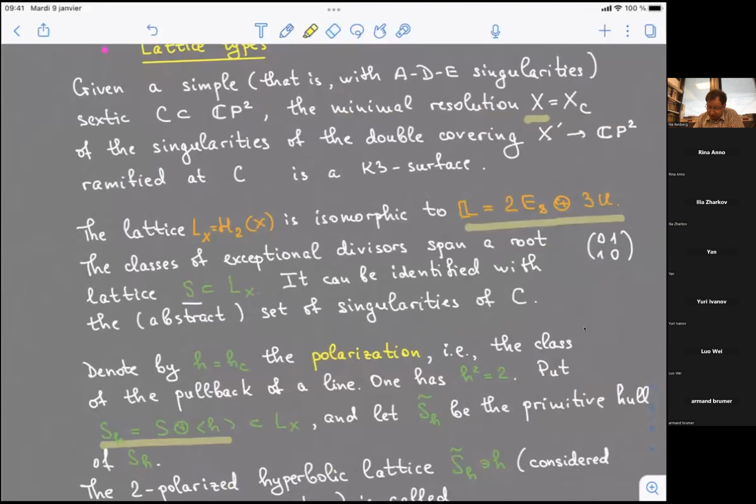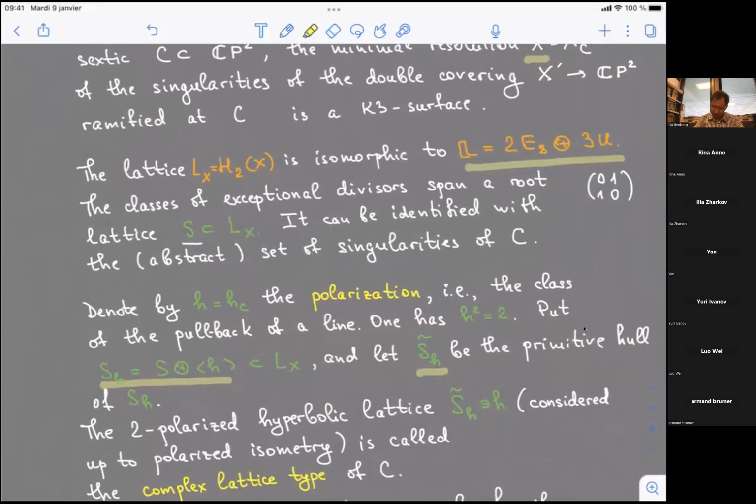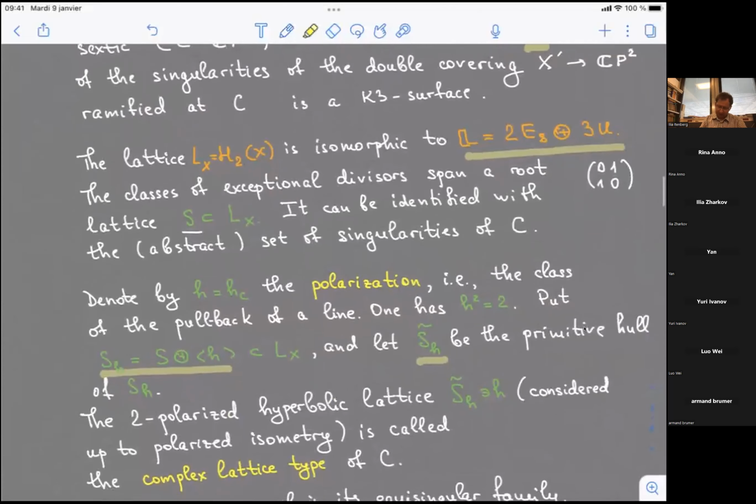So this sublattice is not necessarily primitive, so I will denote its primitive closure by SH tilde. So this is the object I'm interested in. So we have this two polarized hyperbolic lattice. Hyperbolic means that the restriction of the intersection form to this lattice has one positive square. And two polarized means that in this lattice, I fixed an element with square 2, so H.